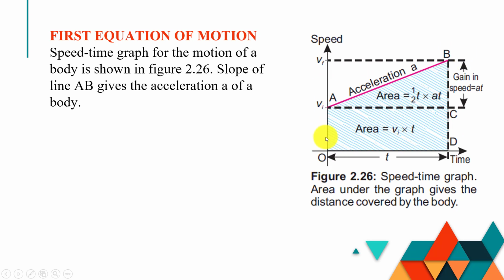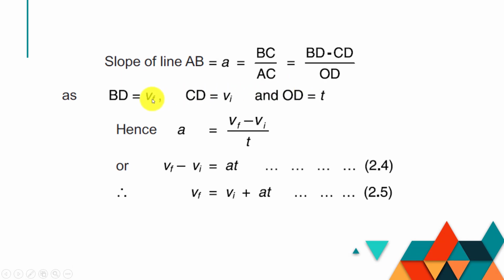Now carefully see that BD, which is equal to VF, CD, which is equal to VI, and OD, which is equal to T. So by putting the values of all these factors, we have BD which is equal to VF, CD which is equal to VI and OD which is equal to T. Now by putting all these values in this equation, we get acceleration A which is equal to VF, final velocity, that is the value of BD, minus VI, initial velocity, that is the value of CD, divided by T, that is the value of OD.